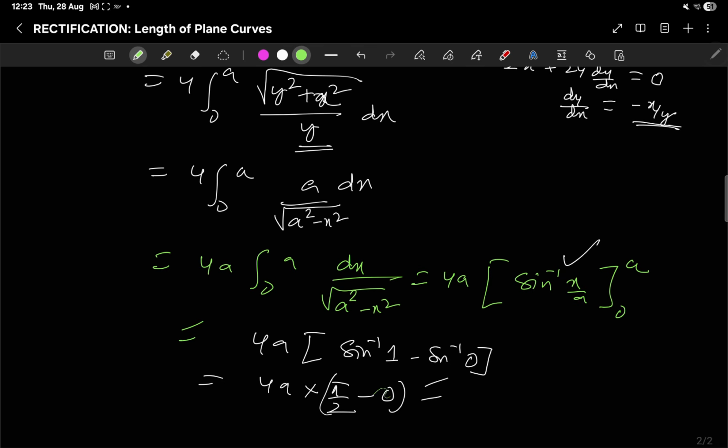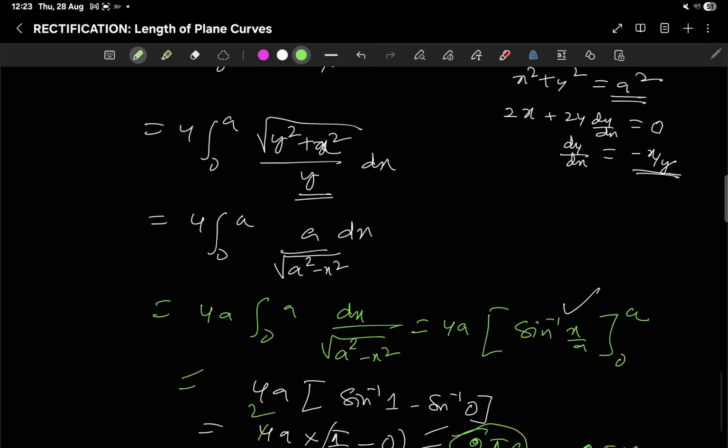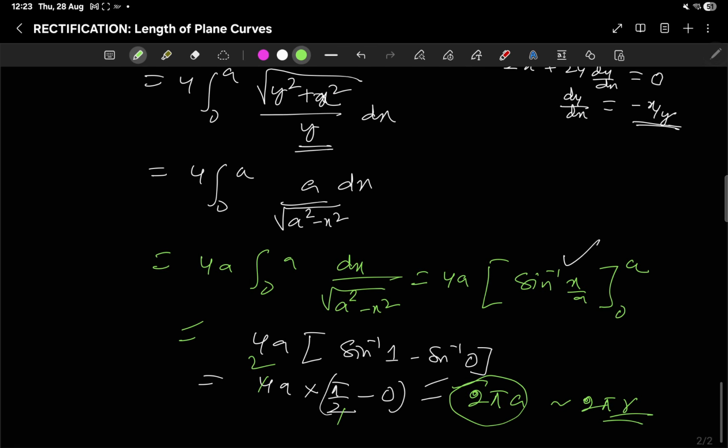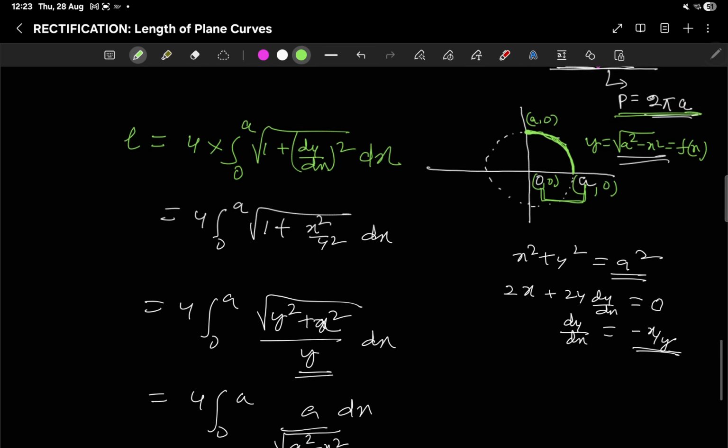So what am I getting? 2 and 2 cancel here, so it is 2 pi a. Is it not equivalent to 2 pi r, where r is the radius? Whatever we know from school geometry, by application of this definite integral, we just proved it. This is the length of the arc, or the circumference, of this circle, centered at 0 and radius a.